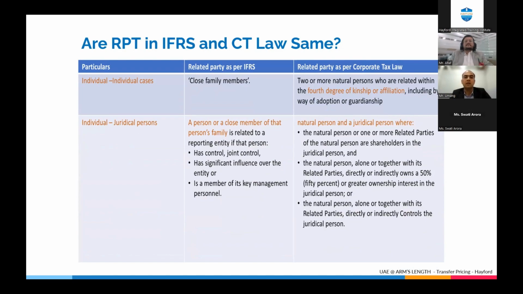Say, for example, in cases of a relationship between two individuals, as per IFRS it says close family members, whereas the corporate tax law extends up to the fourth degree of kinship. So the diagrammatic representation we saw on the previous slide extends the coverage beyond just close family members up to the fourth degree of kinship. So the uncle, aunt, niece, nephew, all of these also start getting covered besides just the family members. Similarly, in the situation of an individual and a juridical person also, there is an expansion of the coverage with respect to the definition.